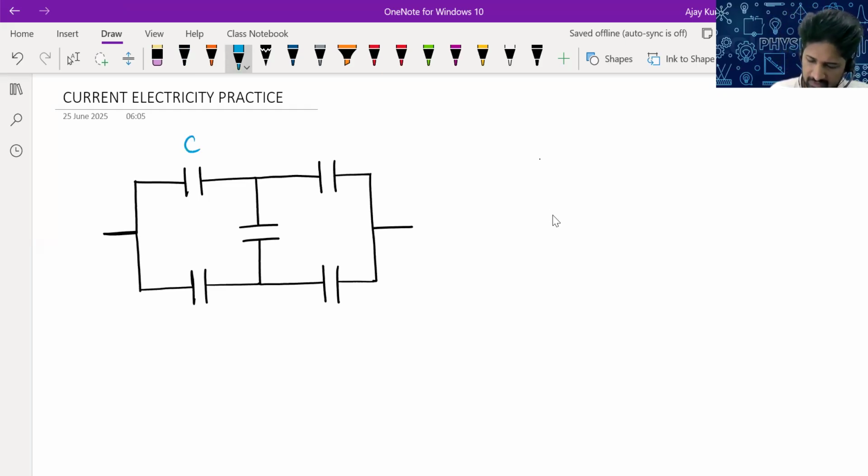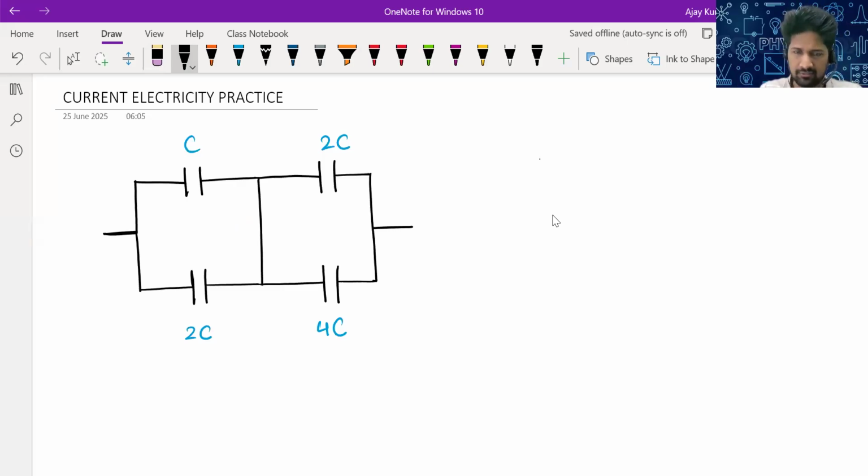If the ratio of capacitances on one side is the same as the ratio of capacitances on the other side, 1 by 2, 2 by 4 is also like 1 is to 2, then the fifth capacitor, the one in between, can be ignored. What do we mean by ignoring that fifth capacitor? You can completely remove it. You can consider the circuit like this, or you can replace it with a wire also and find out the overall capacitance or effective capacitance across the ends.